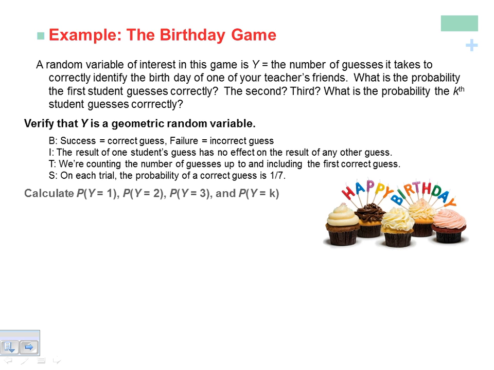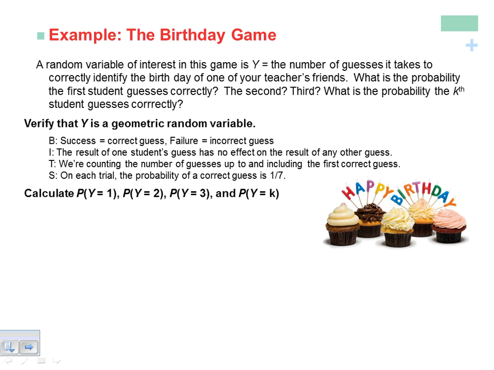So let's see. Success, get it right. Fail, get it wrong. Each guess is independent. We're counting the number of guesses up until we get it right. And on each trial, the probability of a correct guess is 1 out of 7. So for the birthday, you could have Sunday, Monday, Tuesday, Wednesday, Thursday, Friday, Saturday.